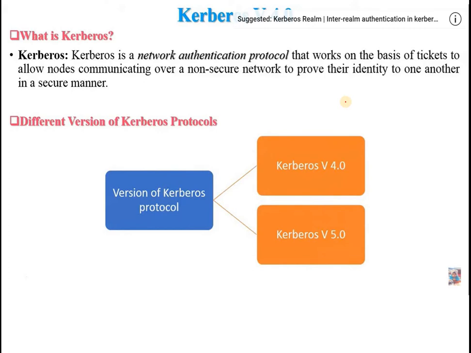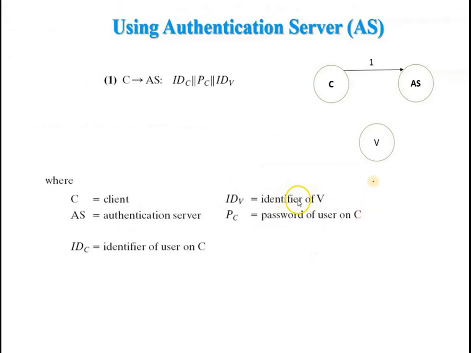You can see here, as I told, different versions of the Kerberos protocol, version 4 and version 5. We are concentrating on version 4. So let us see how Kerberos version 4 is used with the authentication server only. Here C is the client, V is the server, and AS is the authentication server.